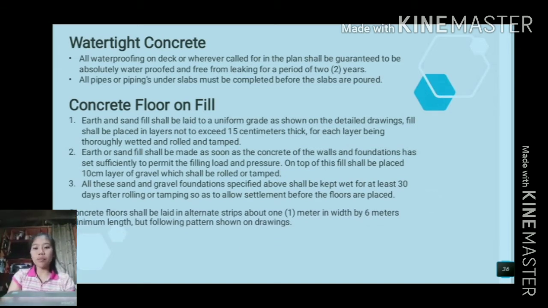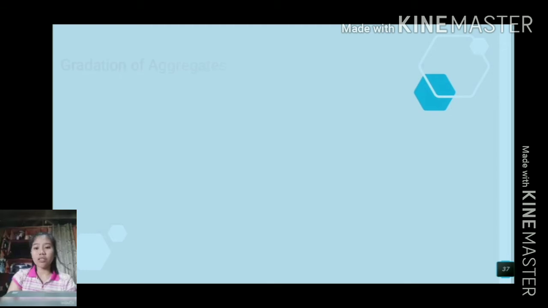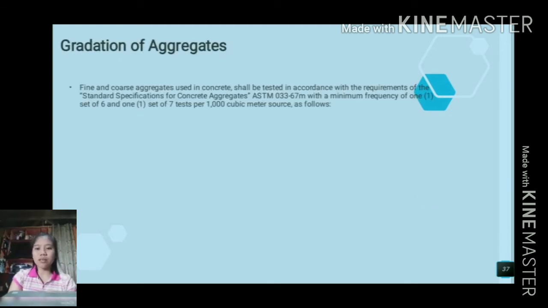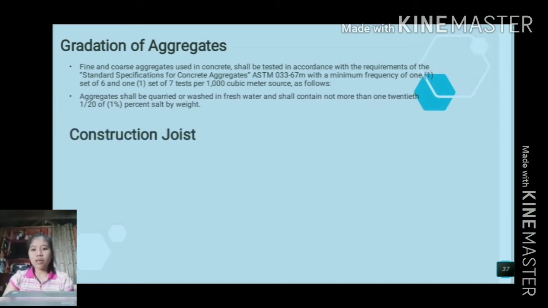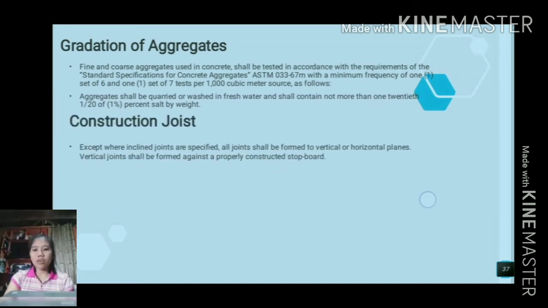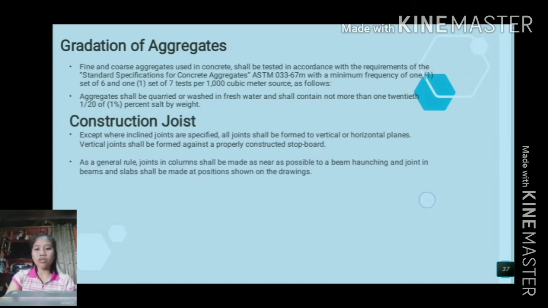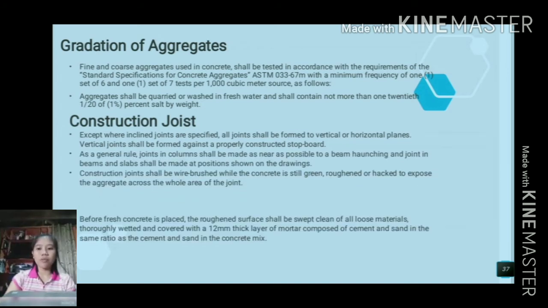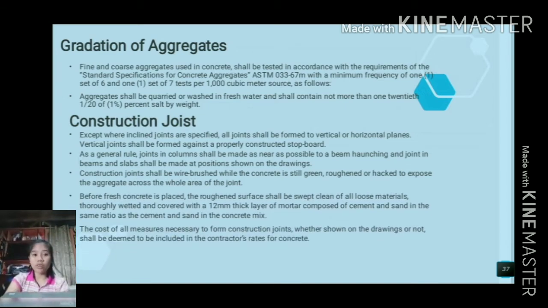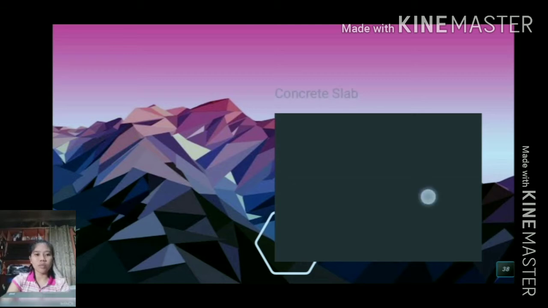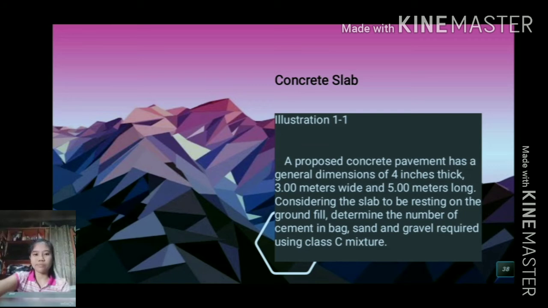So, before we pour our slabs or our concrete, our pipes should already be placed, so that we will not have to break our slab or concrete to install the pipes. So, before we concrete, our pipes should already be in place. So, concrete floor shall be laid in alternate strips about 1 meter in width by 6 meters minimum length, but following pattern shown on drawing.